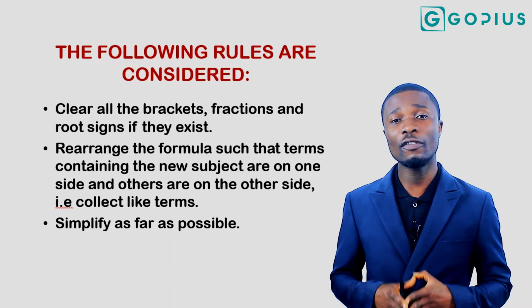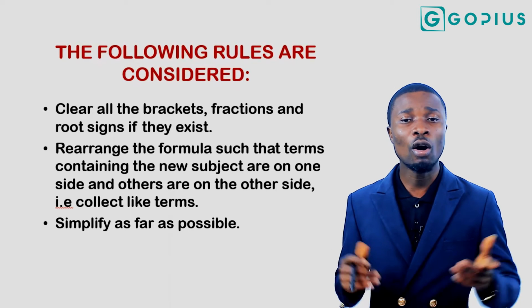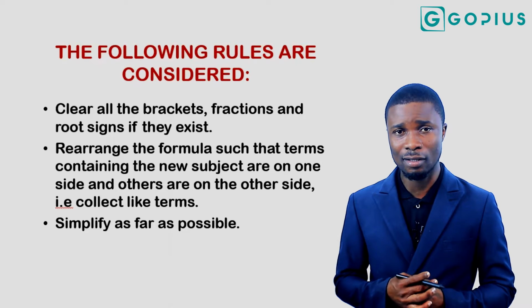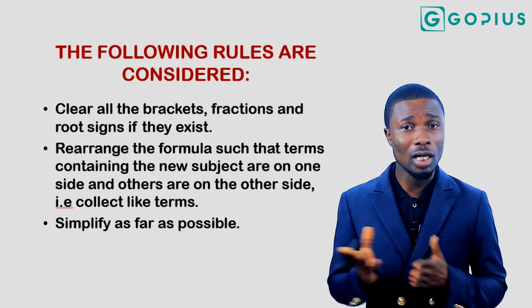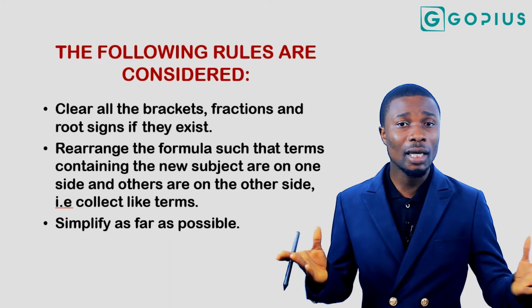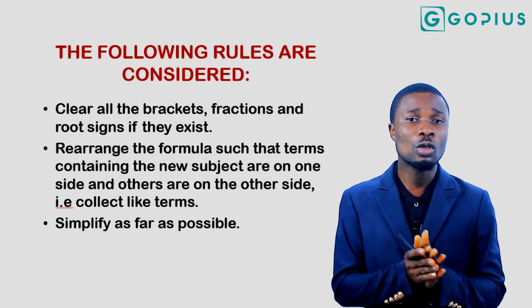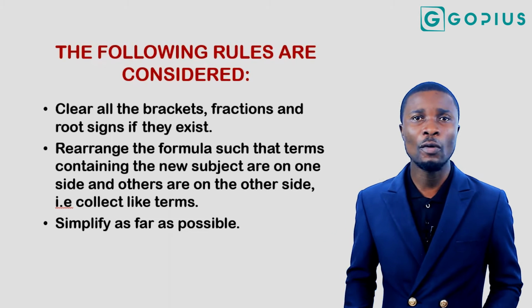The first rule, of course, is for you to clear all the brackets, clear all the fractions, and also the root signs if they exist. If you have a bracket, you are going to expand it. If you have a fraction, you are going to clear it by taking the LCM. And if you have a root sign, you are going to remove it. If it is square root, you are going to square it, and the rest of it.